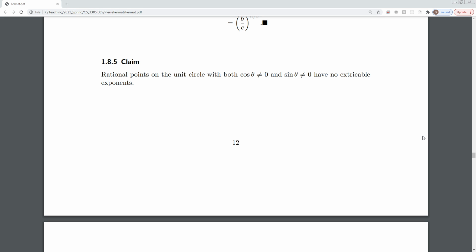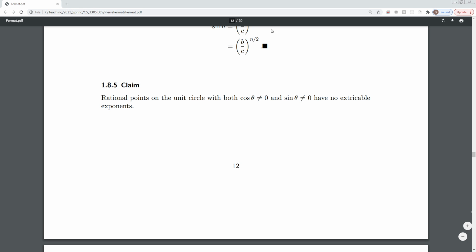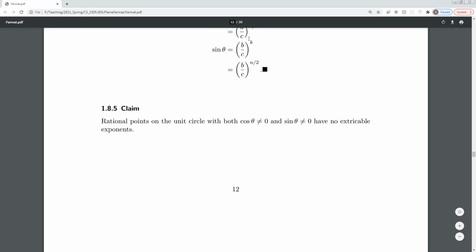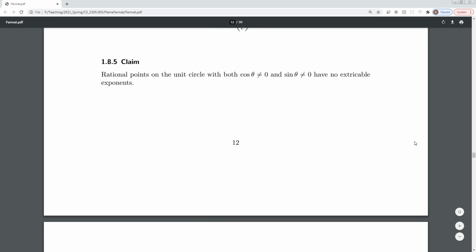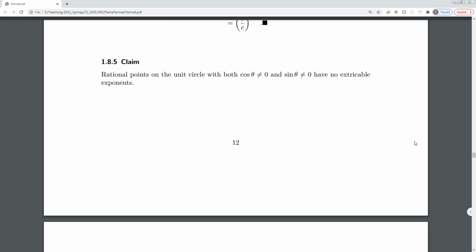The first thing we want to discuss is the rational points on the circle. So we know that b over c and a over c are both rational, and we know that we're dealing with an n at the end. So it makes sense to consider first the rational points on the circle.